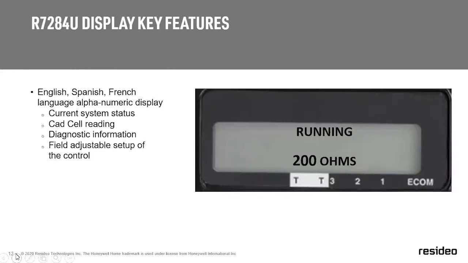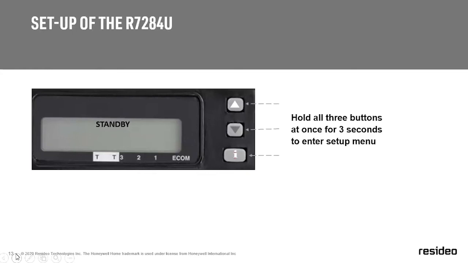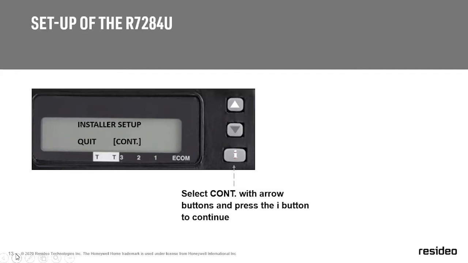So this is what's going to happen. English, French, or Spanish. I can set up a language. Current system status, CAD cell reading, diagnostic information is presented. When I go through the setup, all I have to do is hold all 3 buttons down on the right-hand side, and now I'm in the installer setup, and I can walk through. So it's a very simple, easy setup. I can quit, get out of the control very simply, very quickly when I'm finished setting the control up.